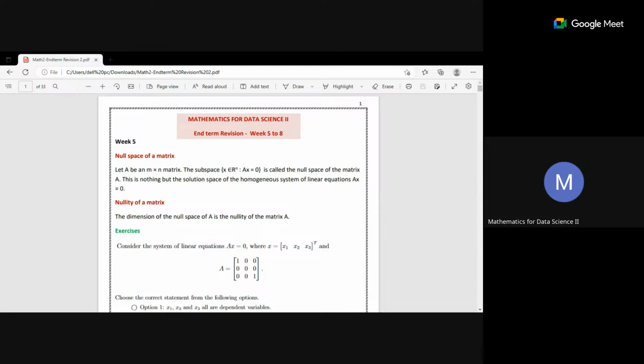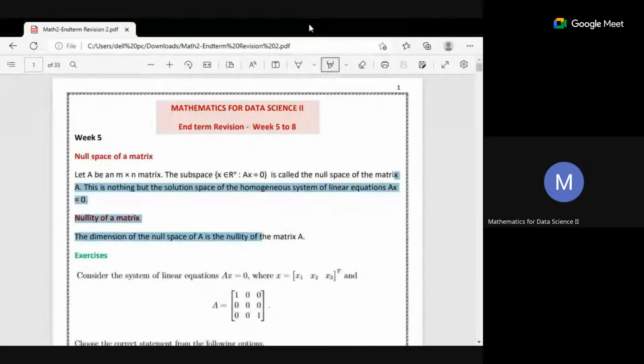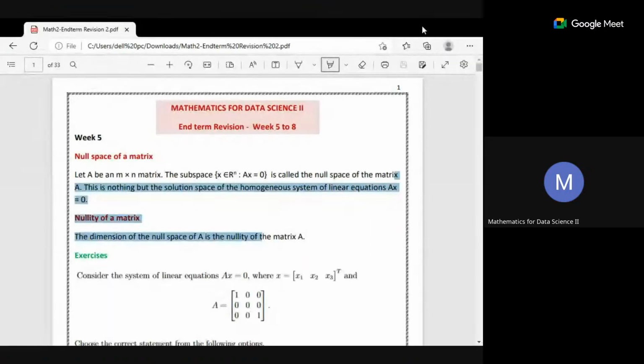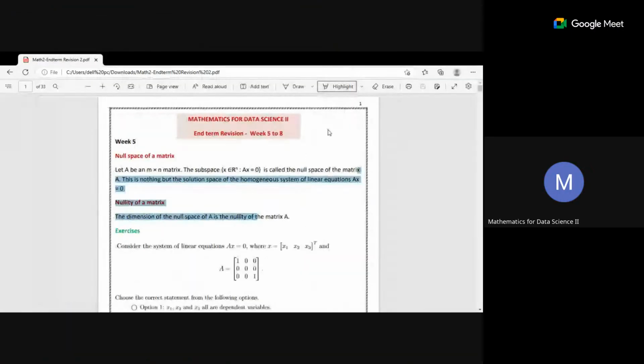Okay, so today we are going to revise week 5 to 8. So I hope week 1 to 4 is the easiest part, right? Yes, ma'am. So today week 5 to 8 we will revise.